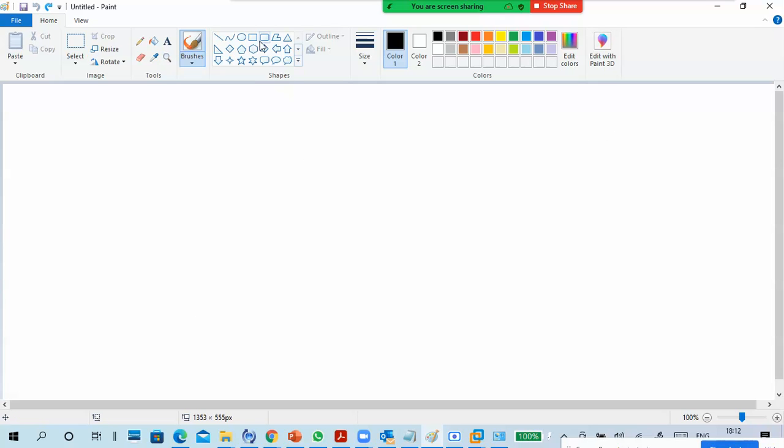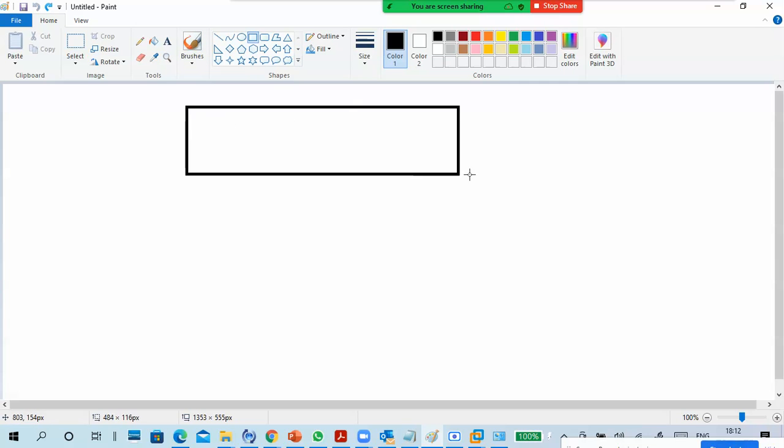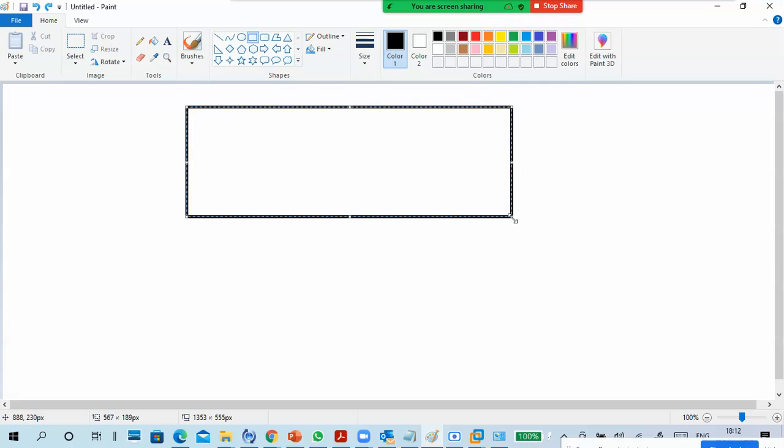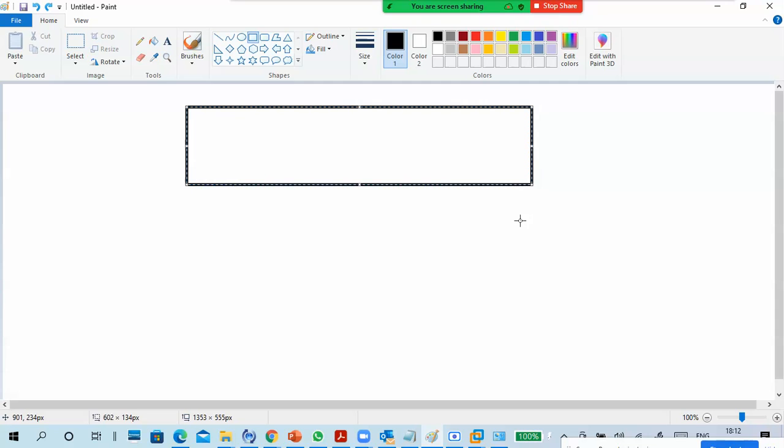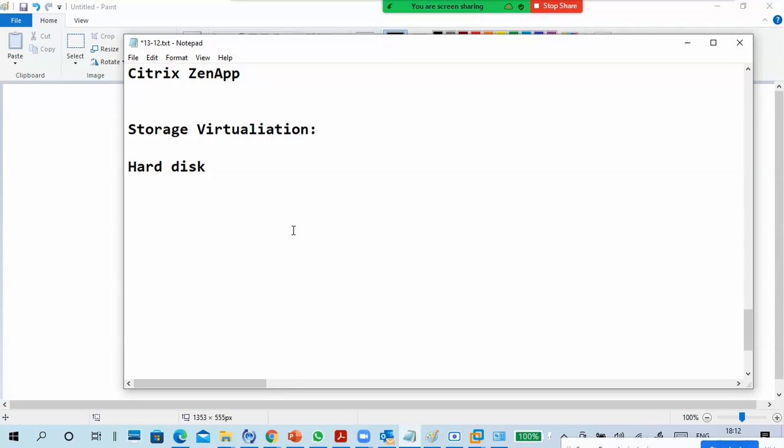One more concept, I like this one, to say the exact word we use, that is called virtual hard disk. Guys, does anybody remember virtual hard disk?